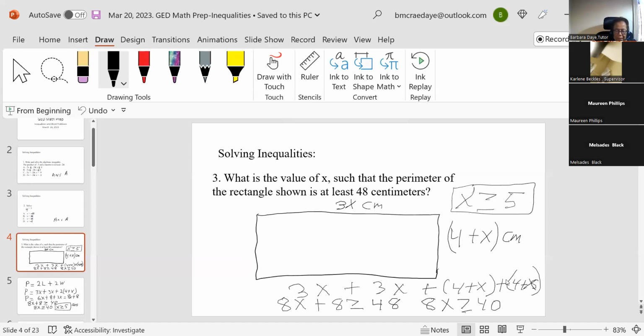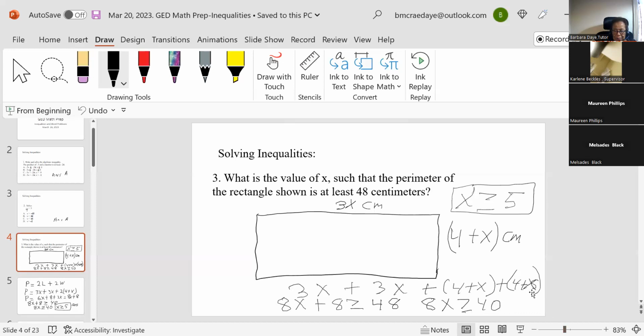Those combine to give you something greater than or equal to 48. So you add up all your x's: 3, 3, 1, 1, you got 8x, and you got 4 plus 4 to give you 8. 8x plus 8 greater than or equal to 48. Subtract 8 from both sides, you get 8x greater than or equal to 40, and then you solve for x: divide by 8, x greater than or equal to 5. That's your answer right here.